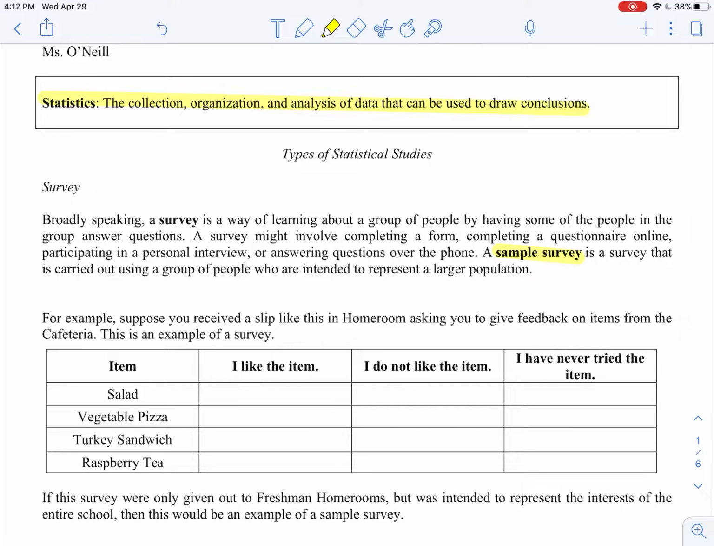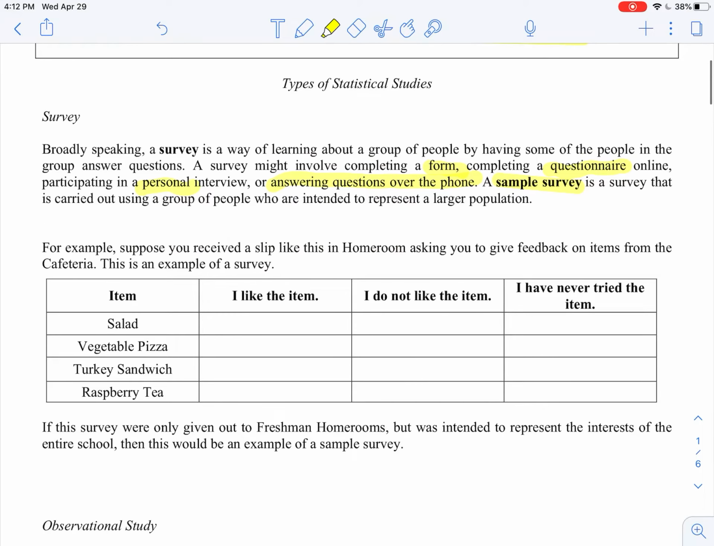Okay, so in a survey, you basically are just going around asking questions. So it might be a form or some sort of a questionnaire. It could be online. It could be in person, or even answering questions over the phone. Yes, people still talk on the phone sometimes. So that's a survey. You're actually getting out there and interacting with whoever it is that you're analyzing.